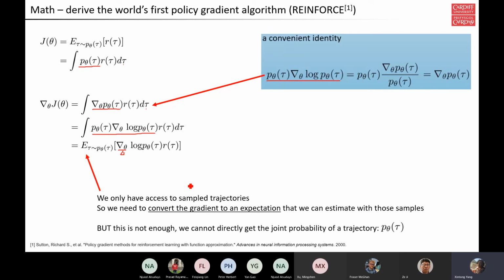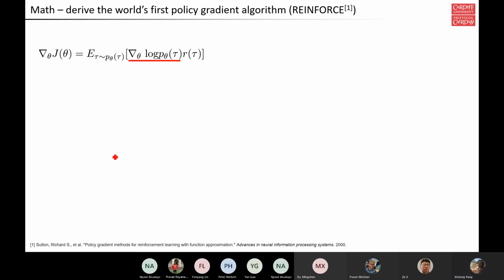Okay, this is good. So the whole thing in this page is to convert the gradient into an expectation so that we can estimate it with the samples we have, which are trajectories. But this is not enough, okay? Because if we remember the joint probability of the trajectory, this pi theta tau here is still trouble. Right, now let's go into the next step.